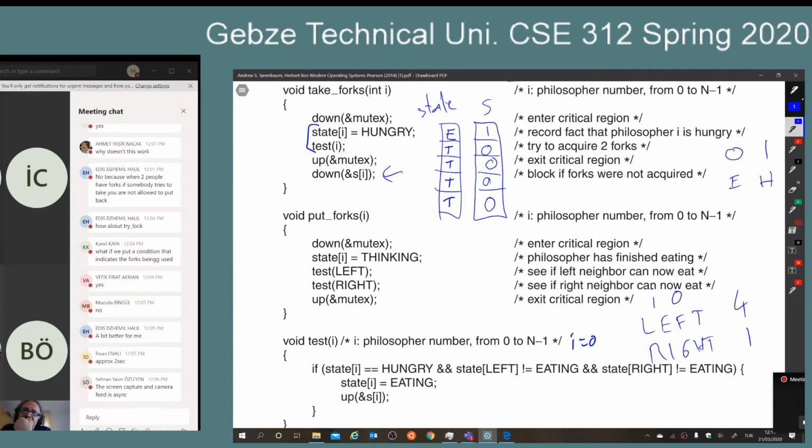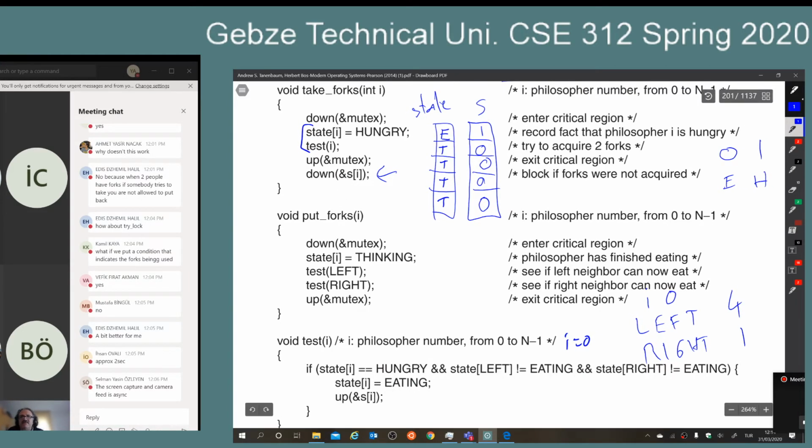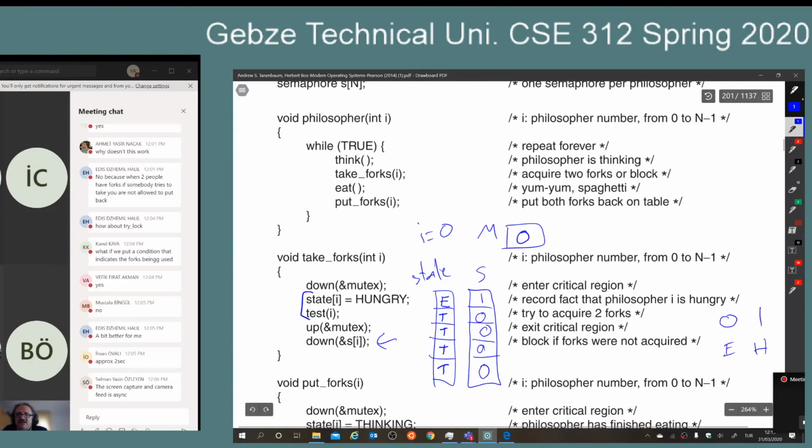That's what the test function does. So what did we say at the beginning? What was the solution? We said that if I am able to get both forks, that means that if my left and right are not eating, then I can eat. I am checking it inside my critical region, and after that I up my semaphore so that it can be downed. So that's how I enter my eating region. That's how I eat.